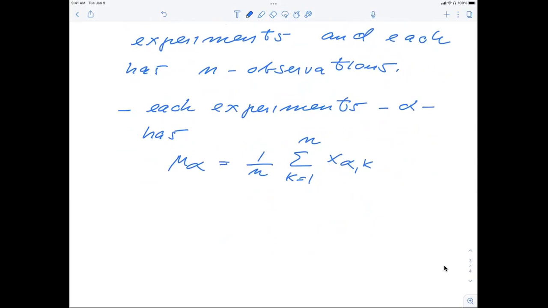Then it has also its own variance. So there is a sample variance in this case. It has a variance, which we are going to call sigma squared alpha, which is simply 1 over n times the sum of the observations x alpha k minus mu alpha, squared. This is just straightforwardly stating the definitions of these quantities. So there's nothing exciting about that.